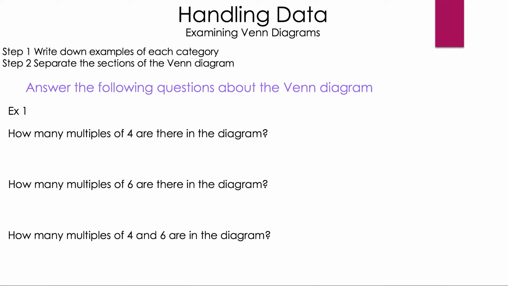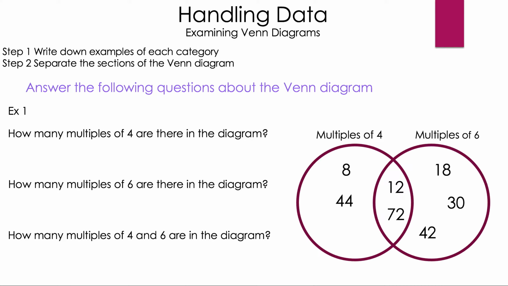So let's talk about the steps. Step 1, write down examples of each category. Step 2, separate the sections of the Venn diagram. So we have the Venn diagram there on your right, and now we have to examine it and answer these questions.